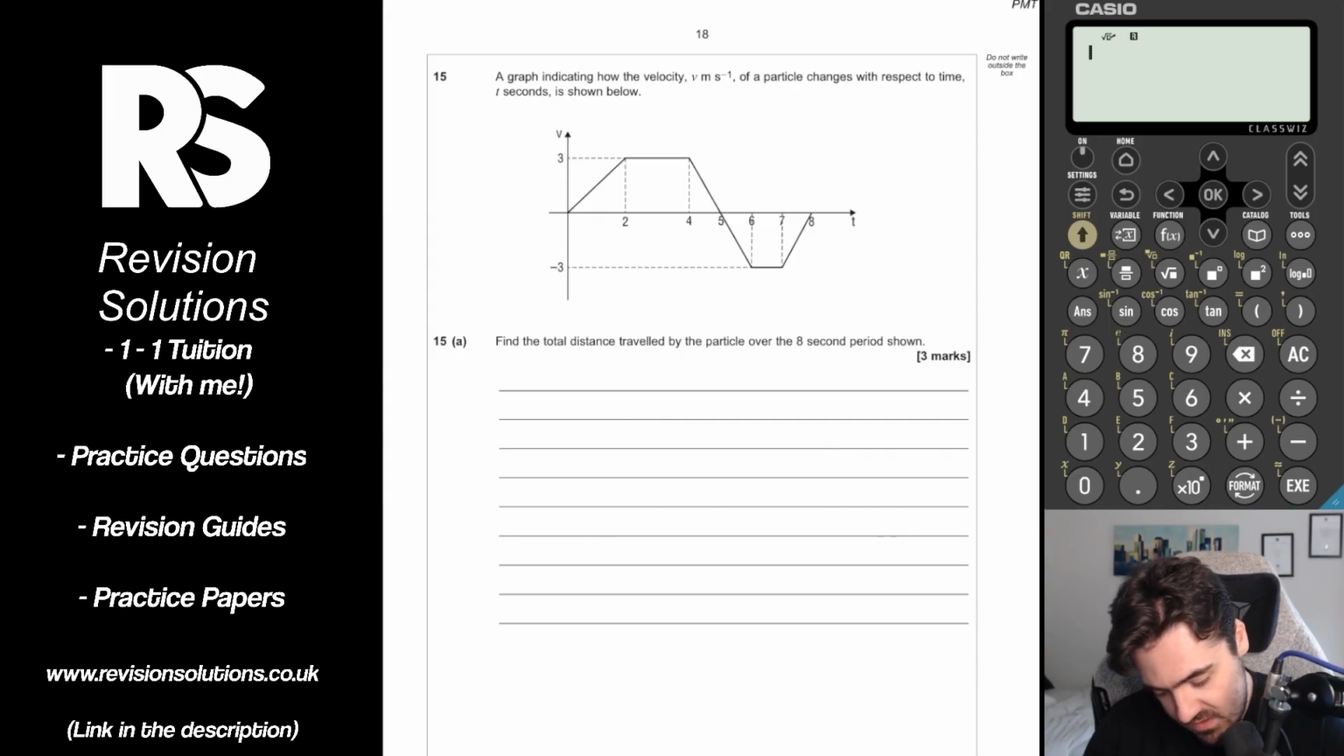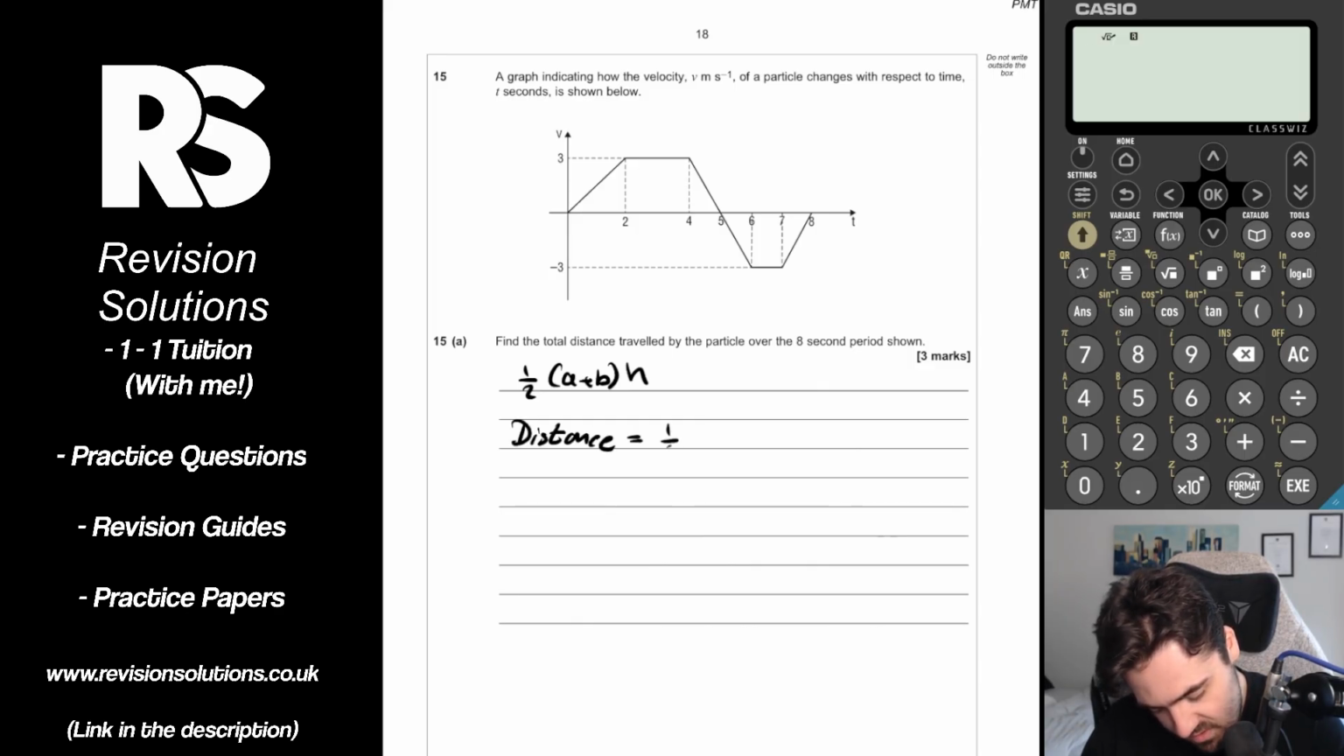Moving on to question 15, we've got a VT graph. It says find the total distance, importantly distance traveled by the particle over 8 seconds. So that's just going to be the total area under the graph, which I think I'll do as 2 trapeziums. So we've got this first trapezium here. For each trapezium, it's half the sum of the parallel sides times the distance between them. So for trapezium 1, it's going to be a half of the parallel sides of this one and this one.